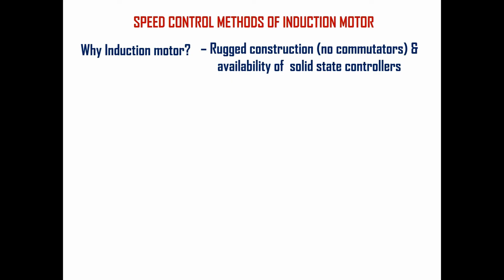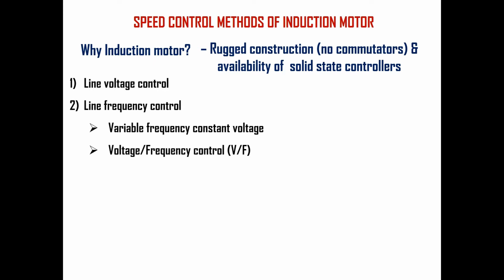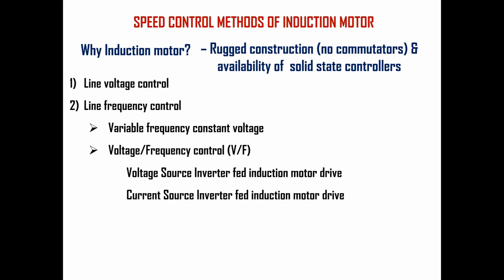Broadly, speed control methods of induction motor are classified into line voltage control and line frequency control, which is again classified into variable frequency constant voltage method and variable frequency variable voltage method, otherwise known as volts per hertz V/F control method. In V/F control method, if the inverter input is voltage, then it's called voltage source inverter fed induction motor drive, and if the inverter input is current, then it's called current source inverter fed induction motor drive. Based on the switching operation, they are again classified into 6-step and pulse width modulation.